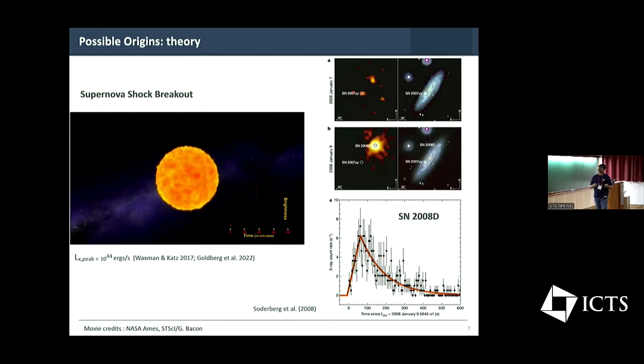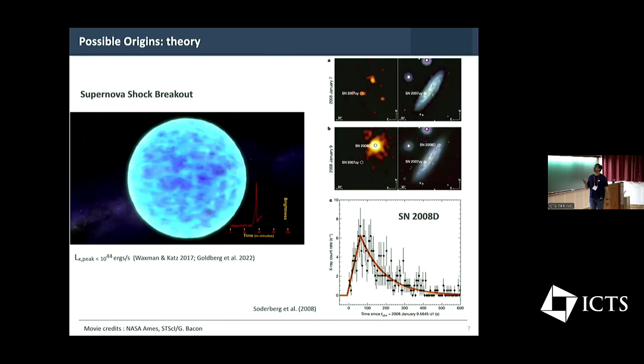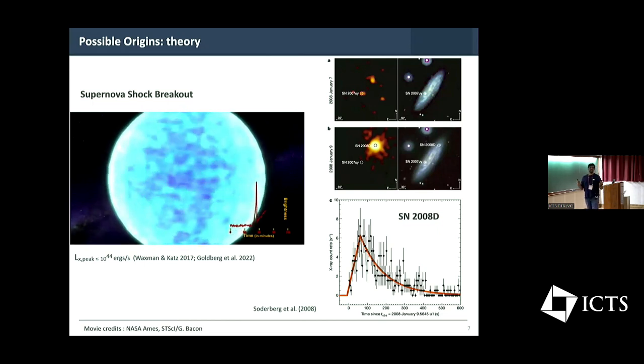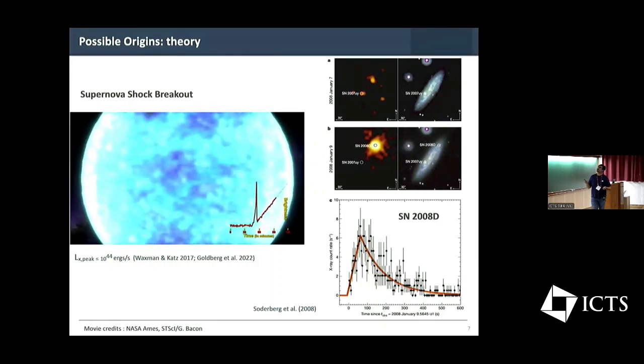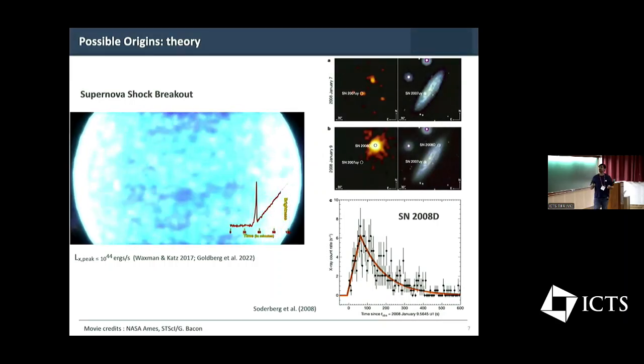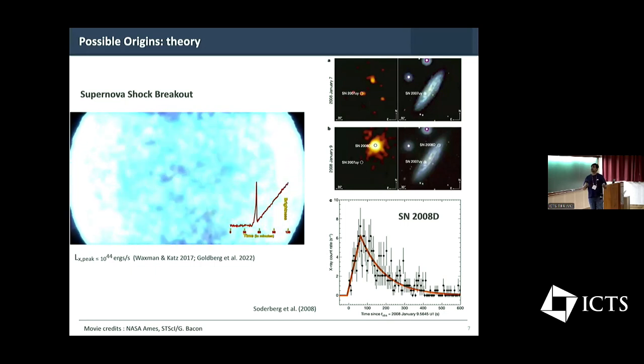Another possible progenitor is a supernova shock breakout. In the case of SN 2008D, we saw a fast X-ray transient associated with a supernova shock breakout. The interesting thing was that they were looking for another supernova, 2007uy, and this accidentally popped up. So it was a lucky detection in that sense, and it was the first time we had an association between a fast X-ray transient and a supernova shock breakout.